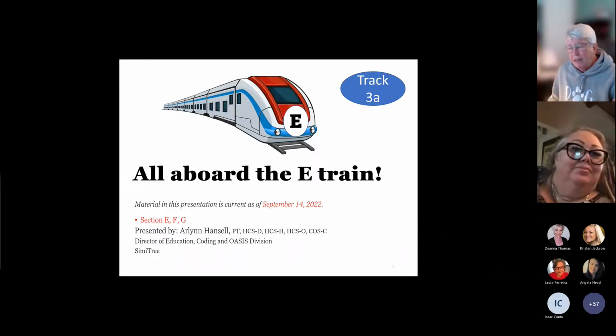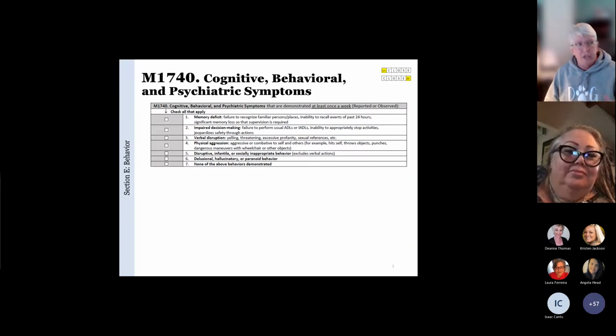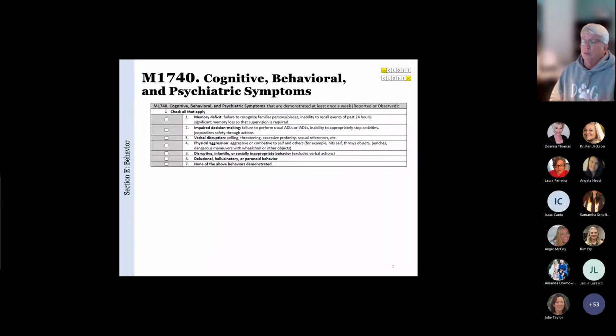Okay, so today we're going to be talking about section E, F, and G. The good news is you're like, oh my God, 3 sections. The good news is a lot of this stuff we have seen before. Most of this is not new to us. So I'm just going to be going through the finer points of what you want to be sure you're looking at as you look at these familiar items. So M1740 is here in section E, the behavior section. So we know 1740, that's the cognitive, behavioral, and psych symptoms item. Nothing new and crazy there. It's still the same old 5-day look back period, because it says what's been demonstrated at least once a week.